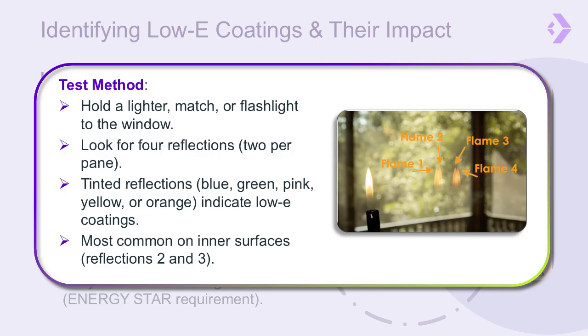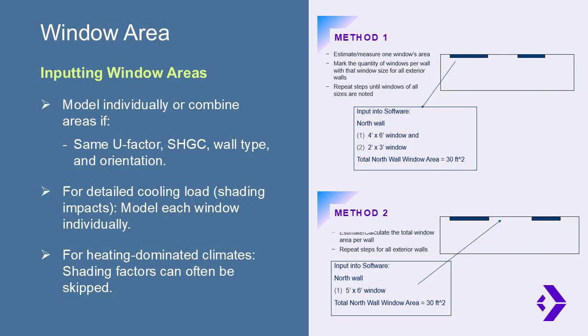Now let's shift to talking about how to input window areas. You could either model them individually, or you could add up the areas of multiple windows for each input, as long as each window in that summation has the same U factor and SHGC, and is in the same type of wall with the same orientation.